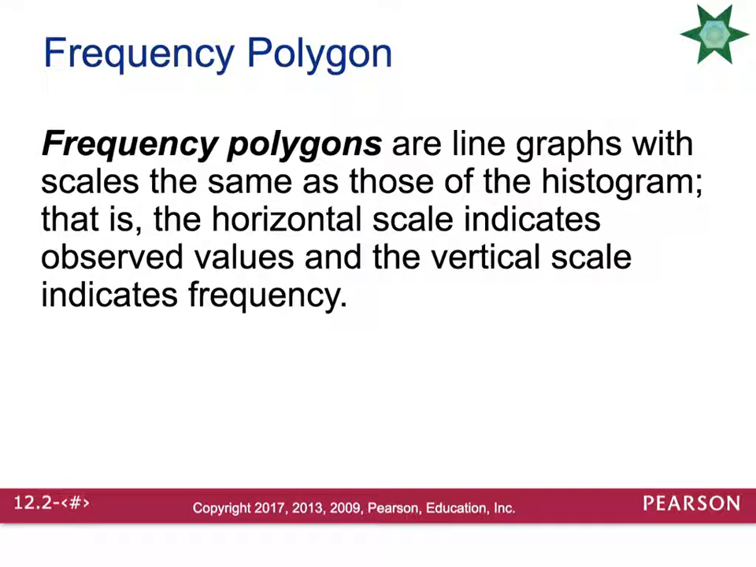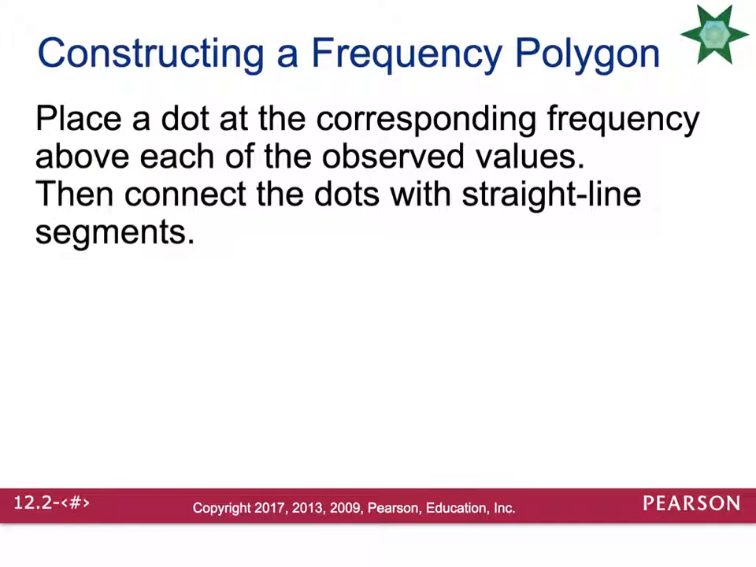Another way to represent data is with what's called a frequency polygon. Frequency polygons are just line graphs, and the scale is going to be exactly the same as the histogram. The horizontal scale will be where your observed values are, and the vertical scale is where the frequency goes. To graph these, you place a dot at the corresponding frequency above each of the observed values. Then you play a game of connect the dots with straight line segments.